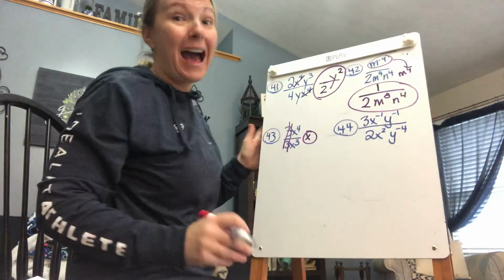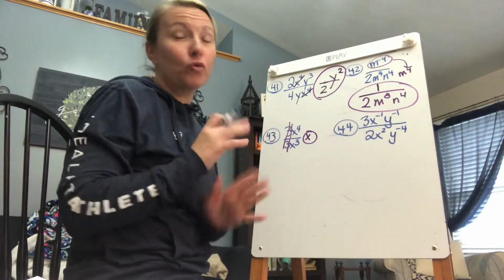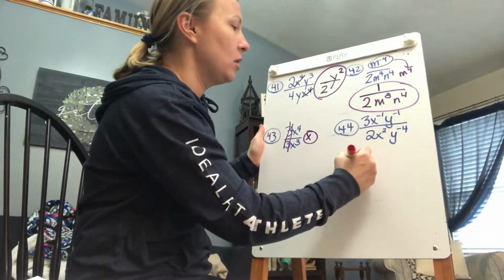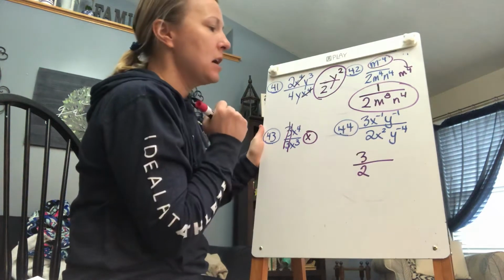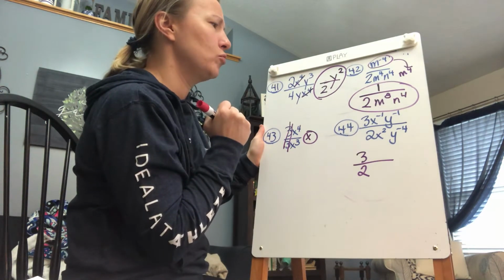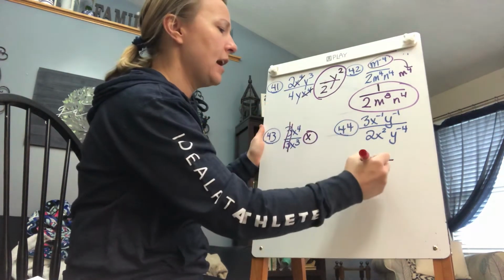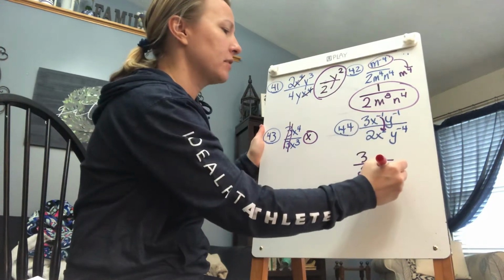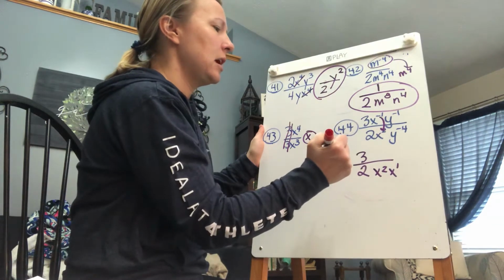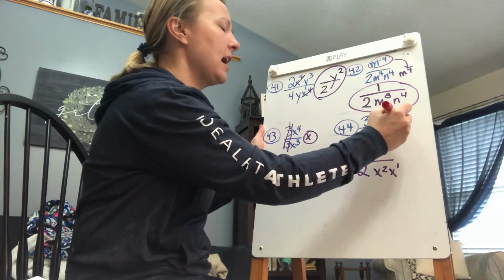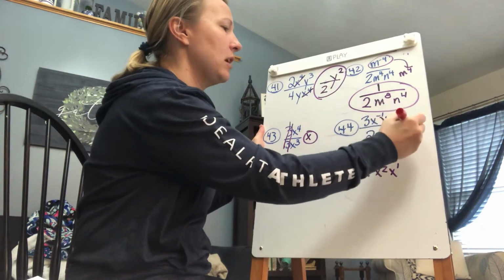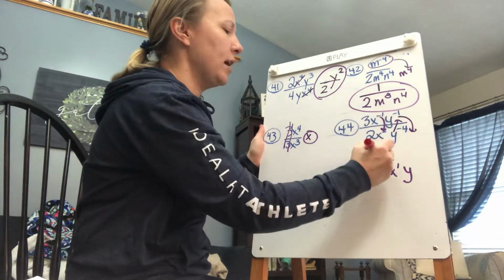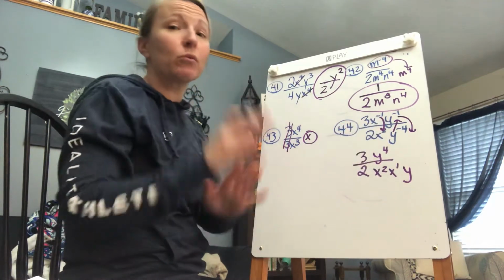Now, this guy looks like a hot mess. So I'm going to move where all my negatives are. I'm going to get 3 over 2. I'm going to move things around. The x squared stays. I'm going to move this guy down and make him x to the 1. And I'm going to move this guy down and make him y. I'm going to move this guy up and make him y to the 4. So I'm just flip-flopping where all my negatives are.